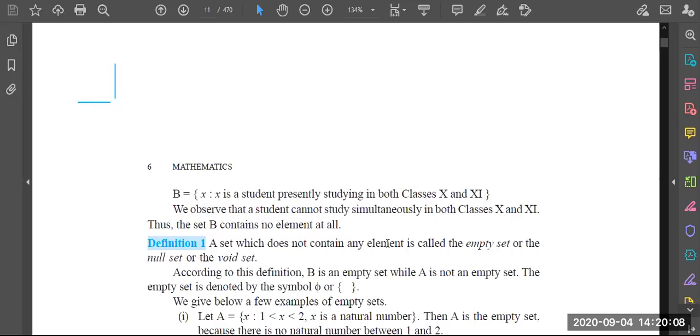So the definition: a set which does not contain any element is called an empty set. An empty set is also called a null set or void set. I hope all of you understood what a null set, empty set or void set is. For example, what is the set of goals scored in a cricket match? Zero, right? Obviously it is not a set which can be defined, because in cricket we don't score a goal. That's obviously a random example.